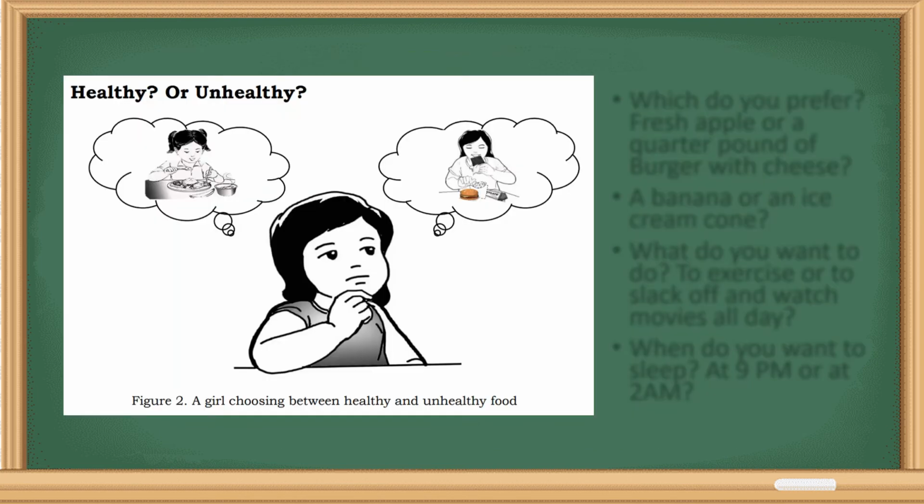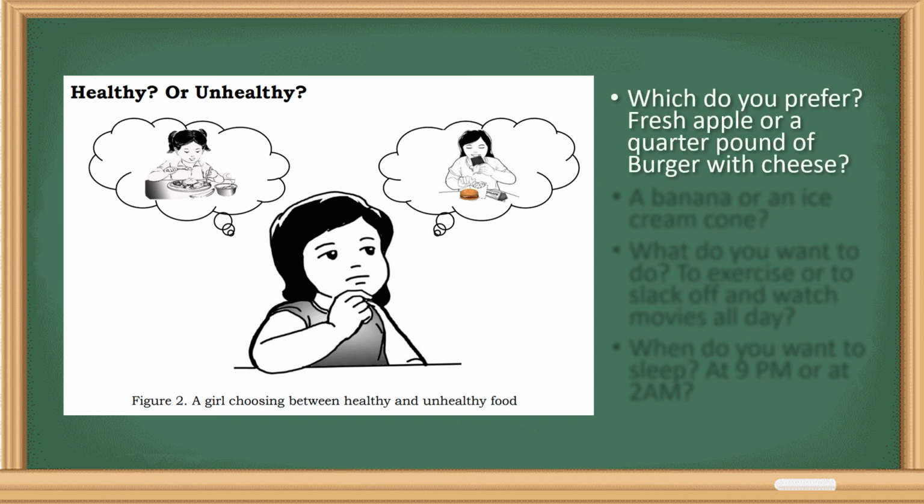I want you to look at the picture. Okay, so healthy or unhealthy. So the girl is thinking which she is going to choose. Which do you prefer? A fresh apple or a quarter pound of burger with cheese? Which do you prefer? A banana or an ice cream cone?